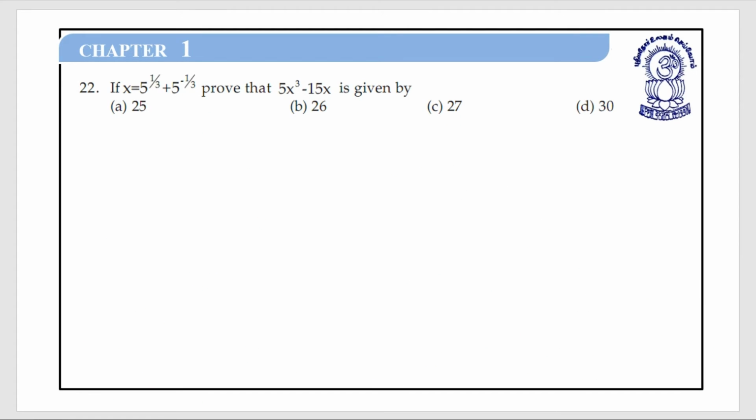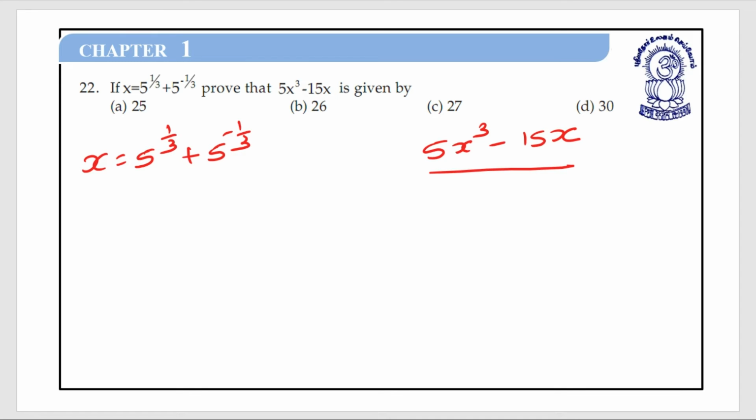Next question, question number 22. If x is equal to 5 raised to 1 by 3 plus 5 raised to minus 1 by 3, find 5x cube minus 15x. Okay. So here, x is equal to this, so first we have to find out x cube.